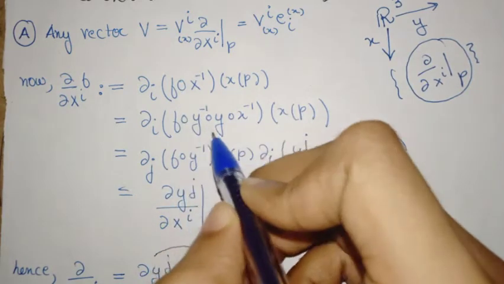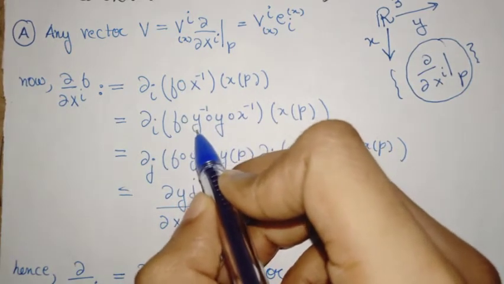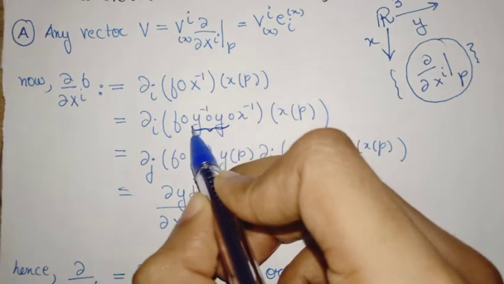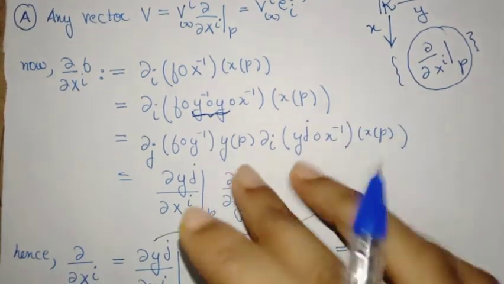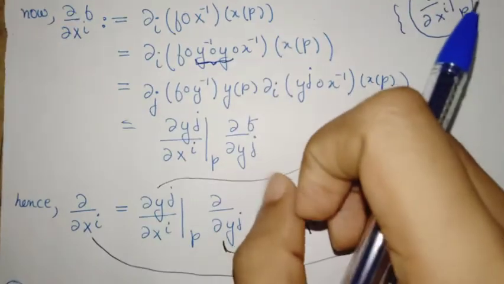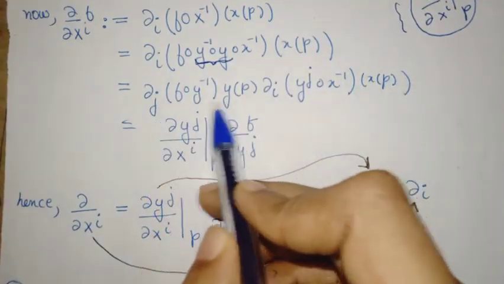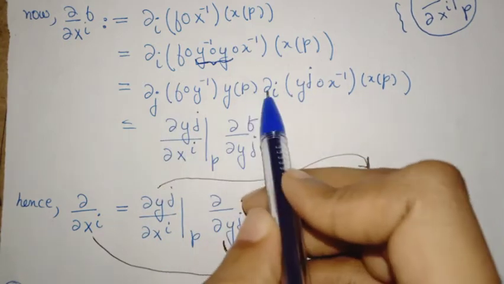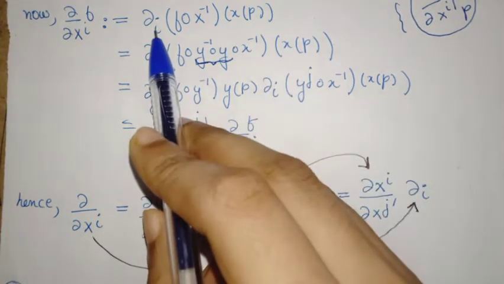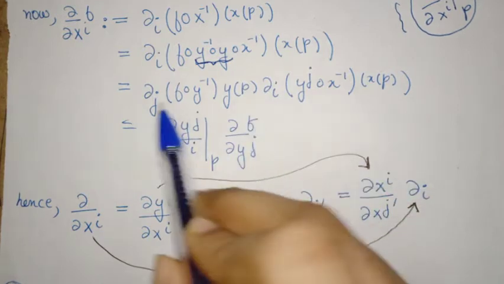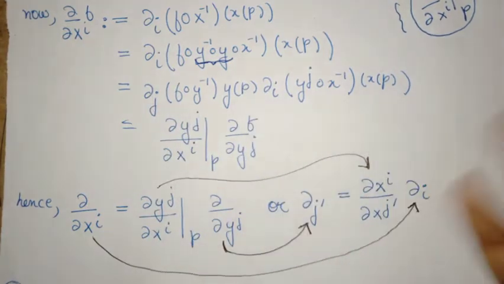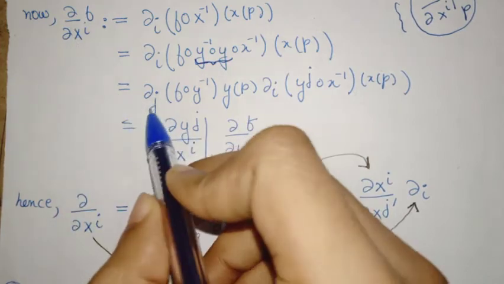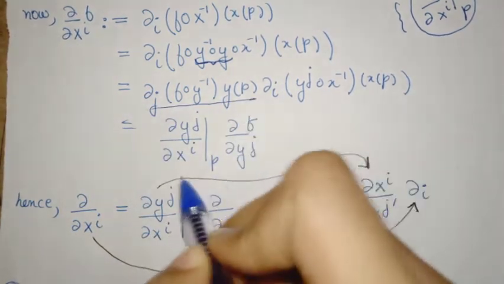Now I will just introduce an identity here. You can see this part is just the identity function, and then I will just use the chain rule. So the chain rule, you can see here there is a summation implied on the j, and the i is still now carried from here to here. So this is this.